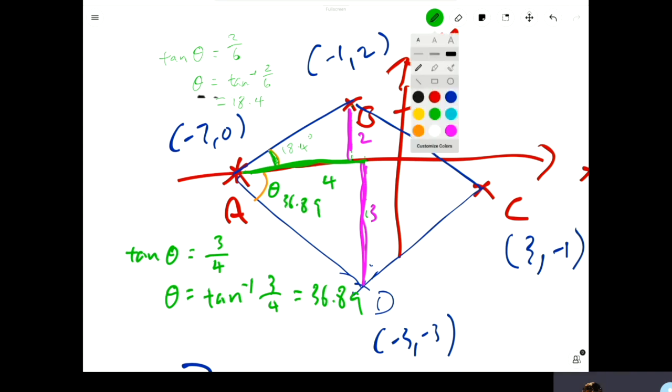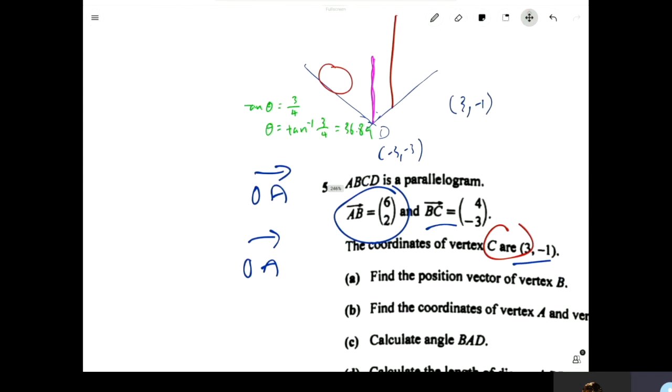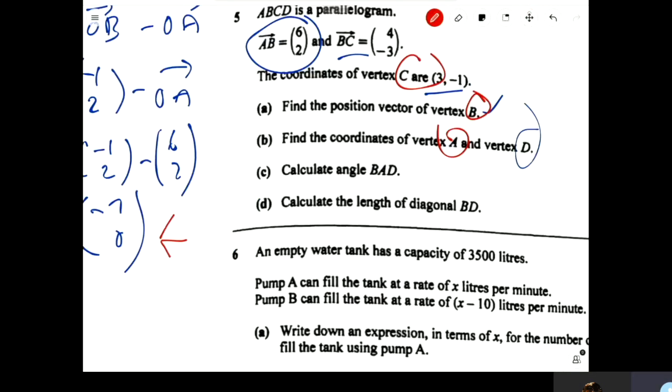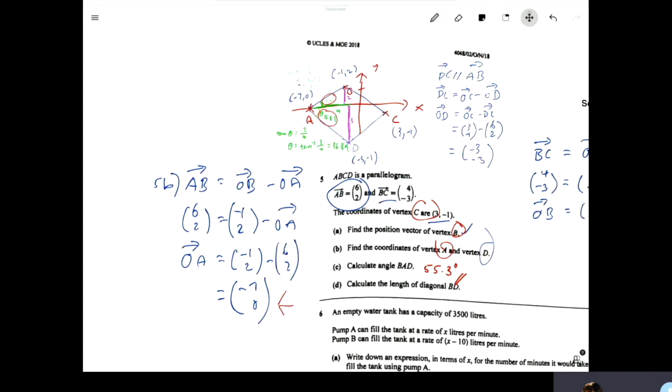Now to find the whole angle, you add them together. So that will be your angle BAD. So we add the two together. Angle BAD will be 55.3 degrees. Alright? Is that okay? Yeah, so can you see it's tedious, but I think it's definitely doable.